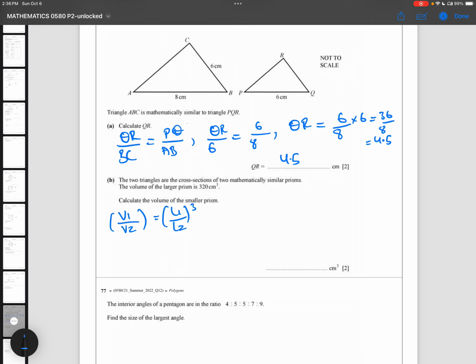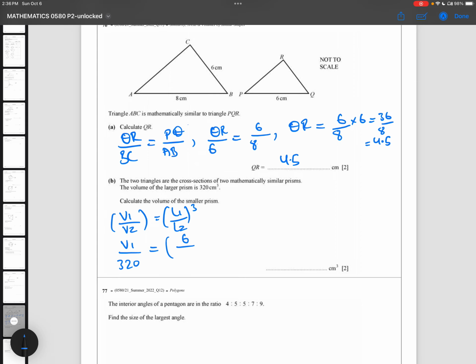So let's take V1 the volume of the smaller prism and V2 the volume of the larger prism, that is 320 centimeter cube. V1 is the volume of the smaller prism. I have been given the length PQ of the smaller prism, that is 6 centimeter, and this corresponds to AB, which is 8 centimeter. So in place of L2 I will write 8. Now let's take the cube of 6 upon 8.